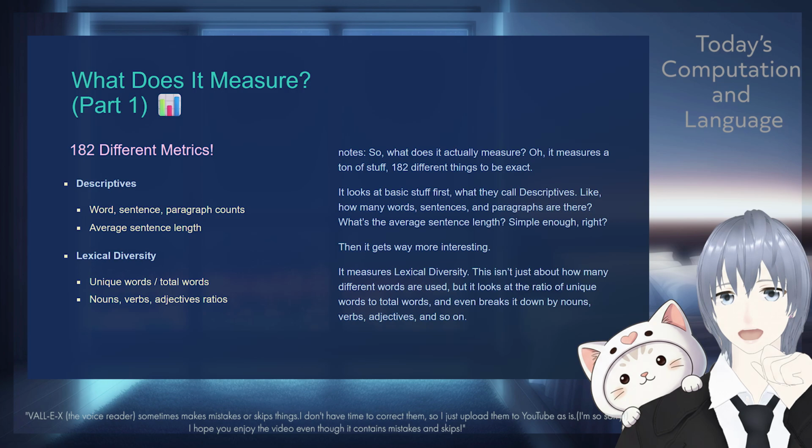But let's start with the basic stuff first, what they call descriptives. Like how many words, sentences, and paragraphs are there? What's the average sentence length? Simple enough, right? Then it gets way more interesting. It measures lexical diversity. This isn't just about how many different words are used, but it looks at the ratio of unique words to total words, and even breaks it down by nouns, verbs, adjectives, and so on.